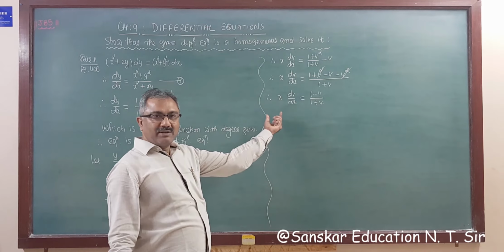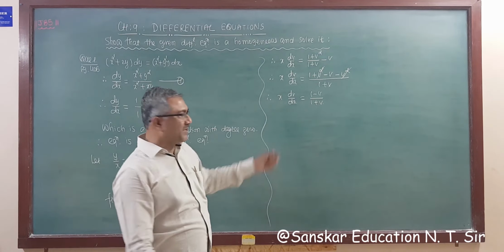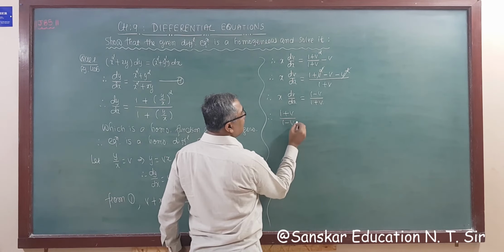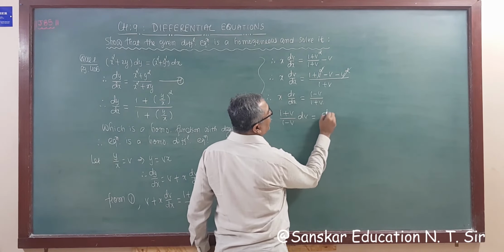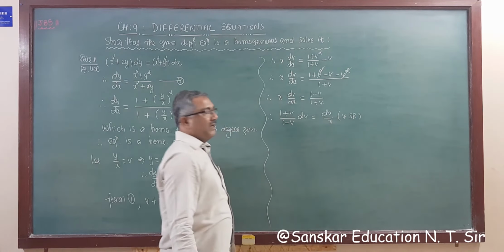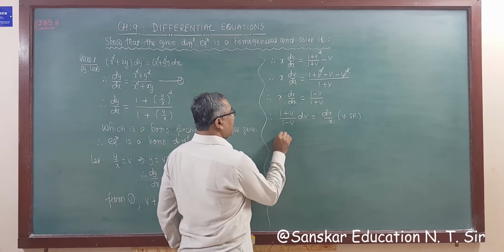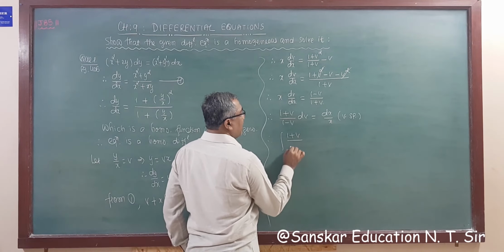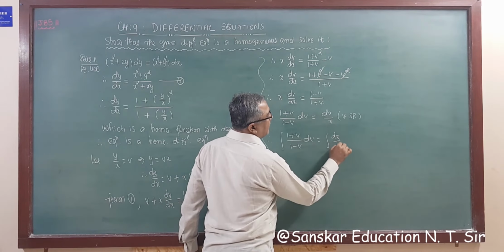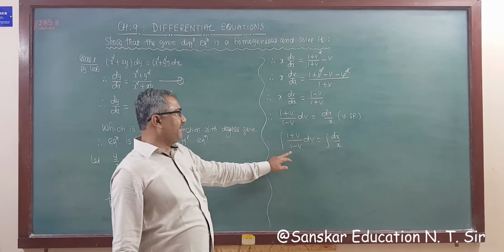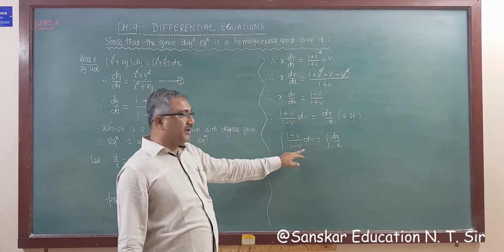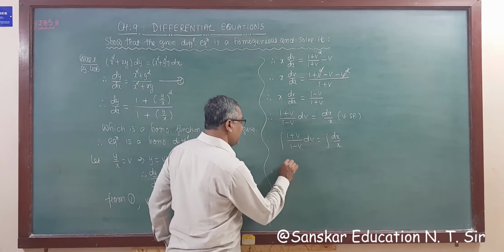So this is obviously a variable separable form, right? As we can write (1 plus v) upon (1 minus v) dv is equal to dx upon x. So this is a variable separable form. Now integrating, we get integration of (1 plus v) upon (1 minus v) dv is equal to integration dx by x. Now the derivative of the denominator is minus 1, but the numerator is 1 plus v. We need 1 minus v. So can I write like this here?